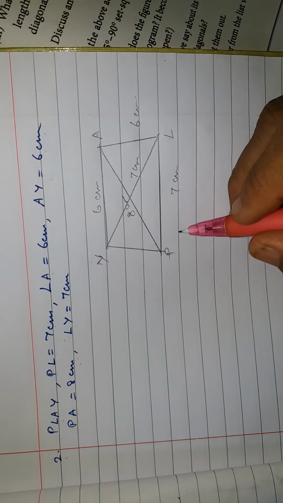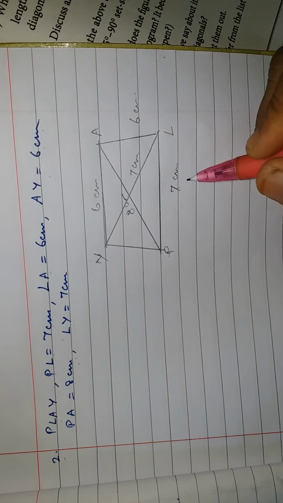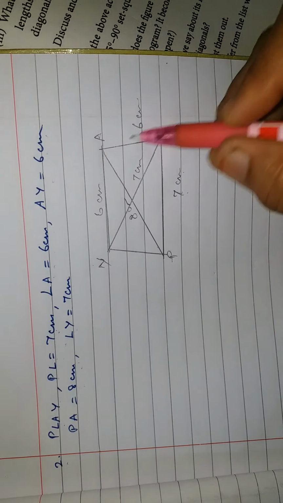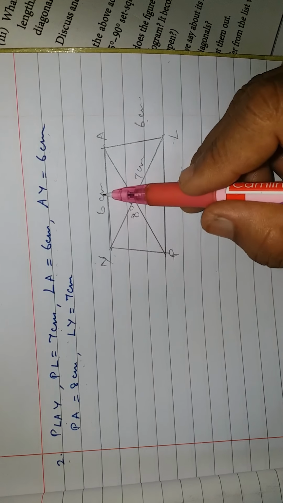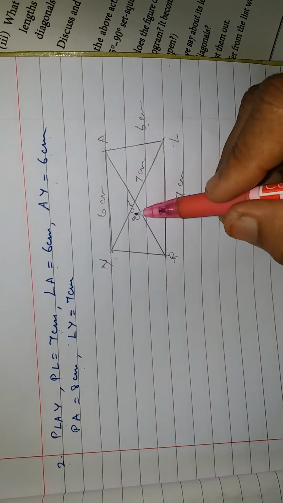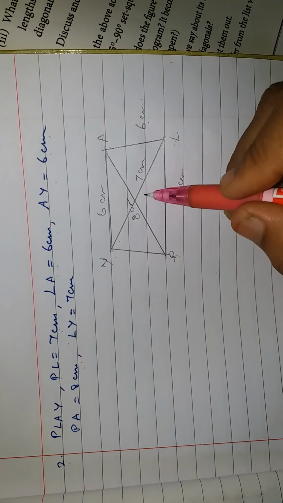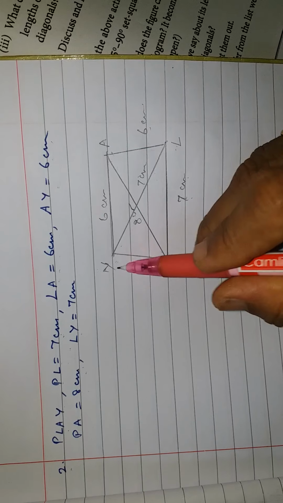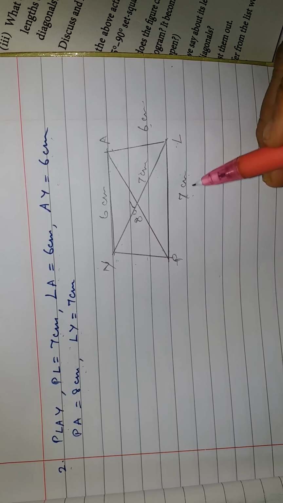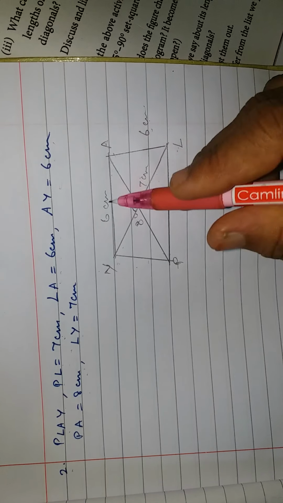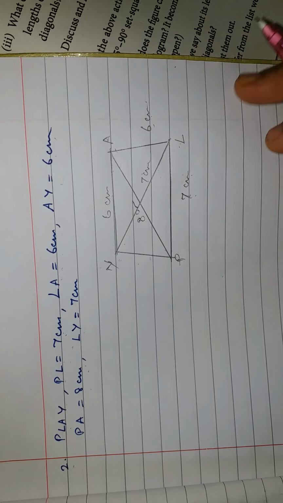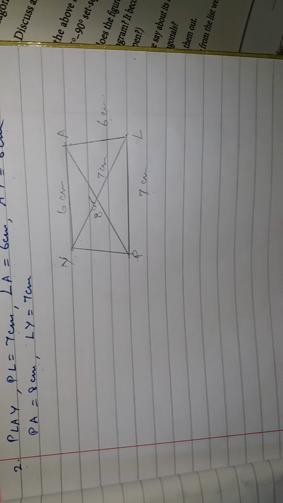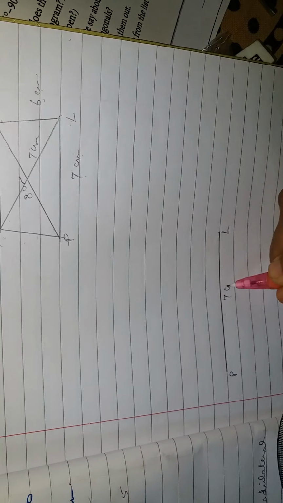PLAY, I have drawn like this. So PL is 7 centimeter. Next is LA, 6 centimeter. AY is 6 centimeter. PA is 8 centimeter. LY is another diagonal. So both the diagonals' lengths are given, but PY is not given. With the help of these five measurements you are going to construct a quadrilateral. So first I have drawn one line PL for 7 centimeter.